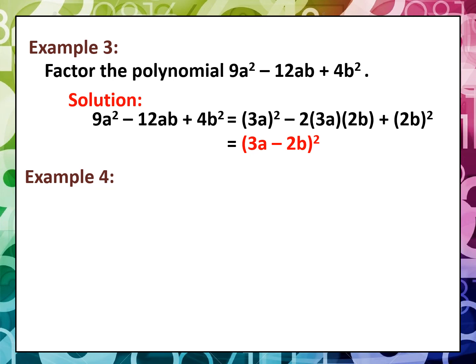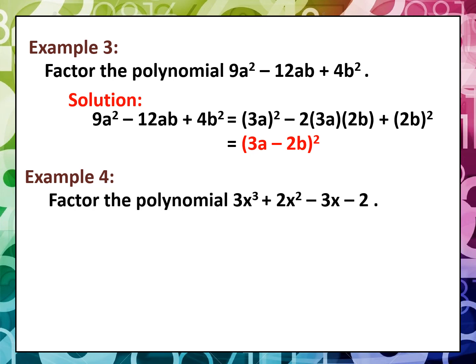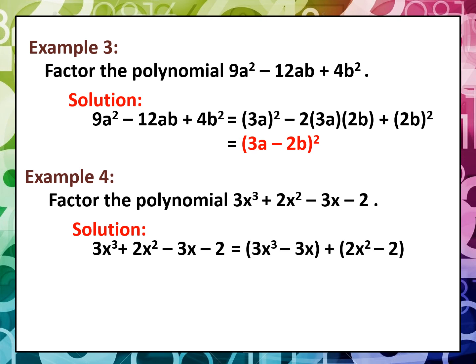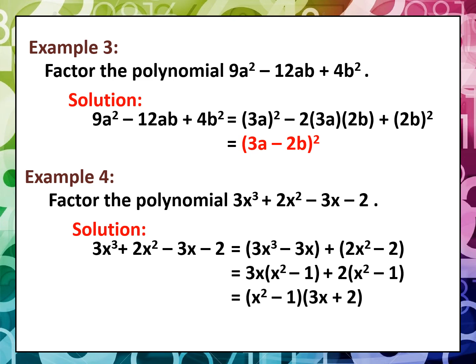Example number 4. Factor the polynomial 3x cubed plus 2x squared minus 3x minus 2. To solve this, 3x cubed plus 2x squared minus 3x minus 2 is equal to 3x cubed minus 3x plus 2x squared minus 2, which is equal to 3x times x squared minus 1 plus 2 times x squared minus 1, which is equal to x squared minus 1 times 3x plus 2, which is equal to x plus 1 times x minus 1 times 3x plus 2.